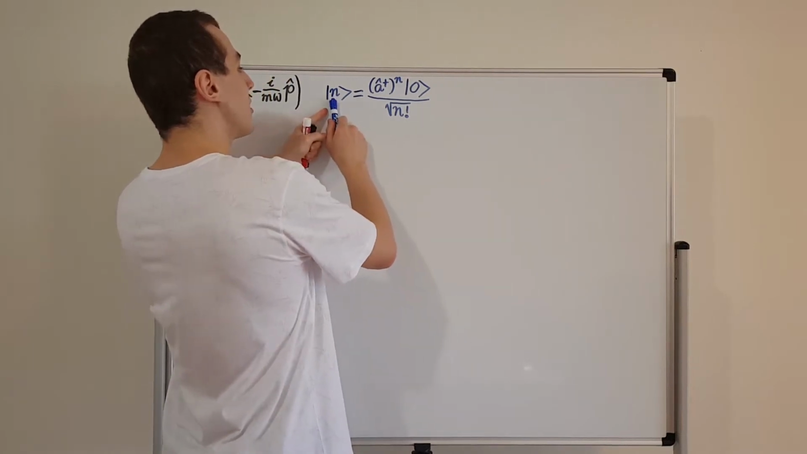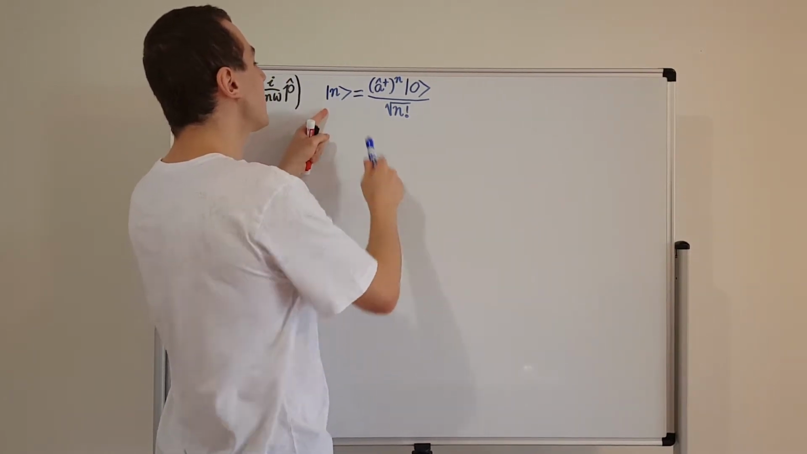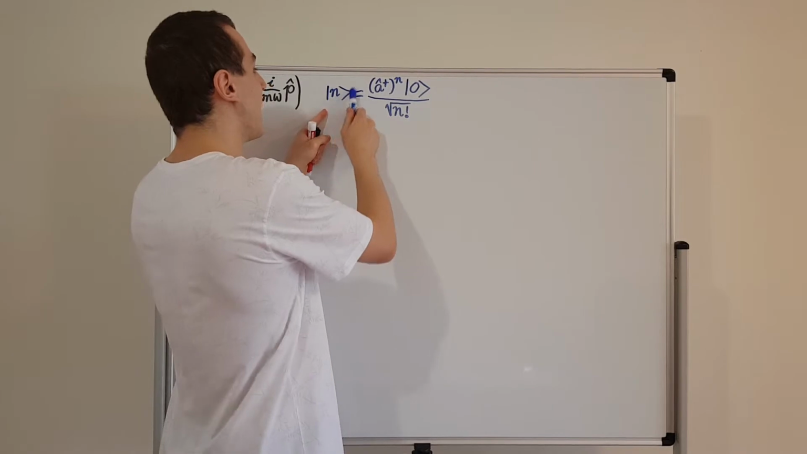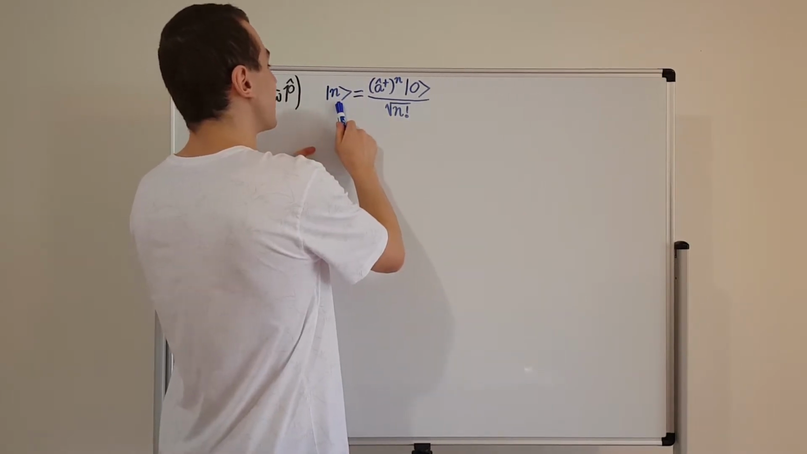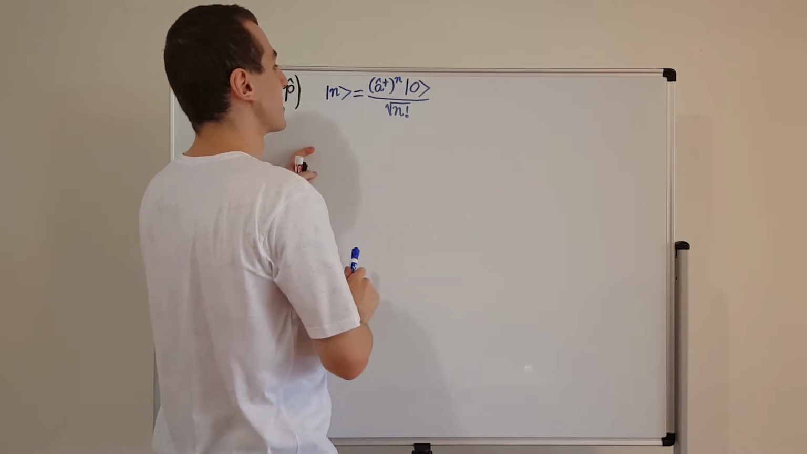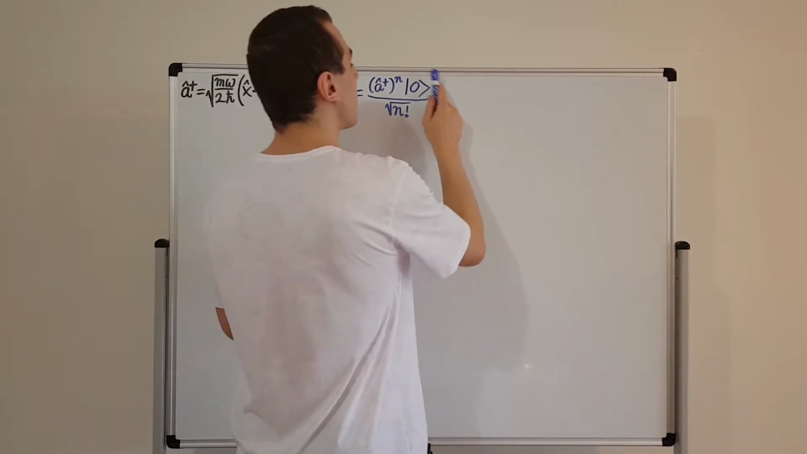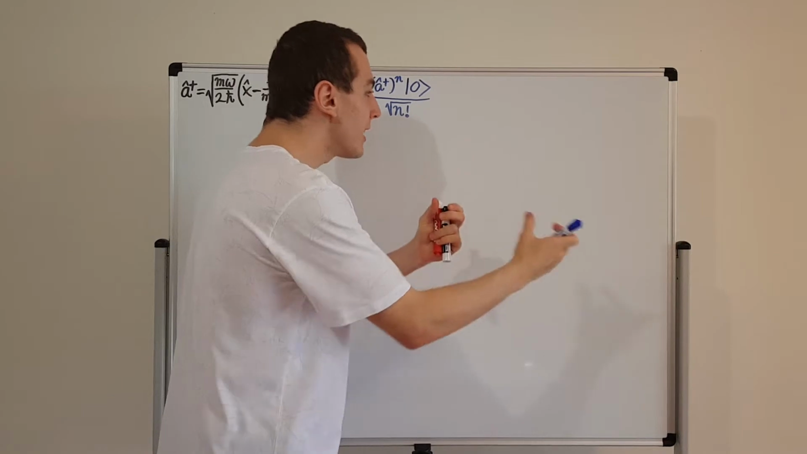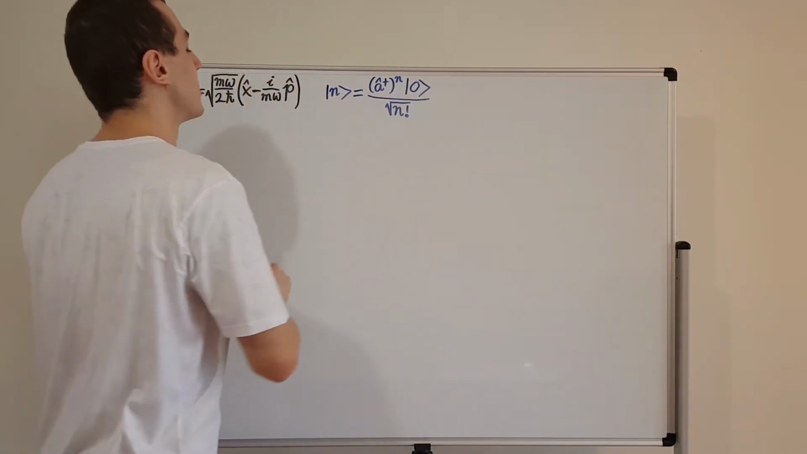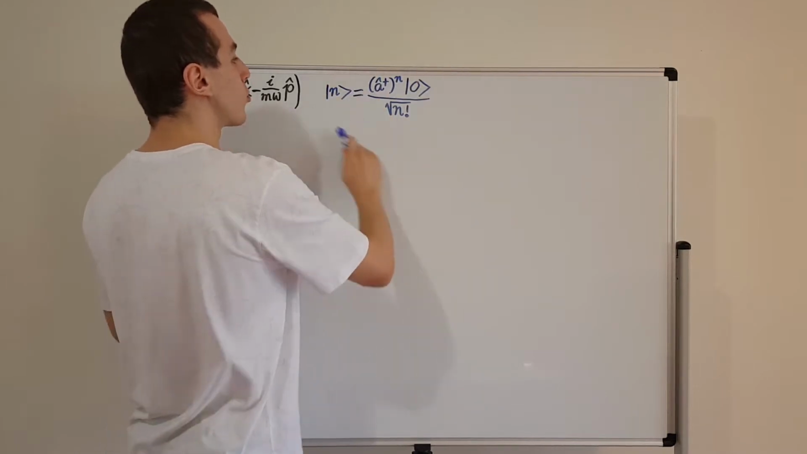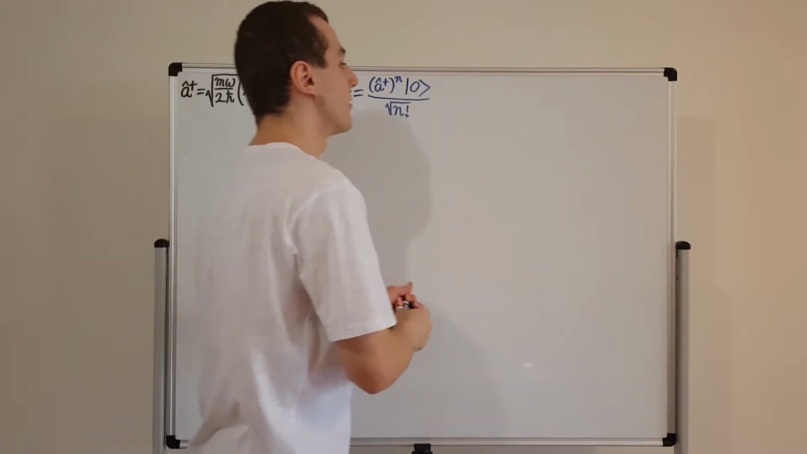So this n over here, this lowercase n, is an eigenvalue of the number operator, and it labels this ket. So this is the nth energy eigenstate of the quantum harmonic oscillator, and you can get that from the ground state. All you have to do is apply the raising operator to the ground state n times, and that will get you up to the nth state. I also derived this relationship in a previous video.